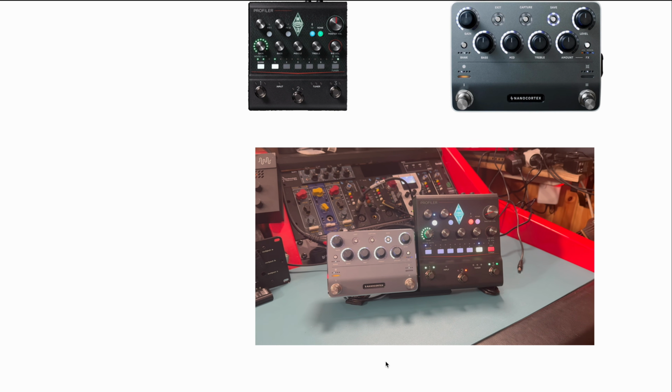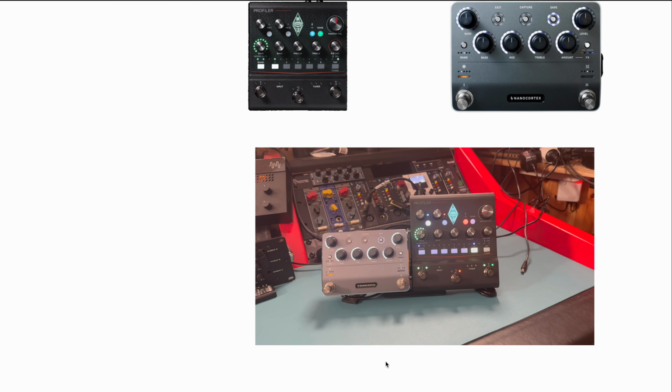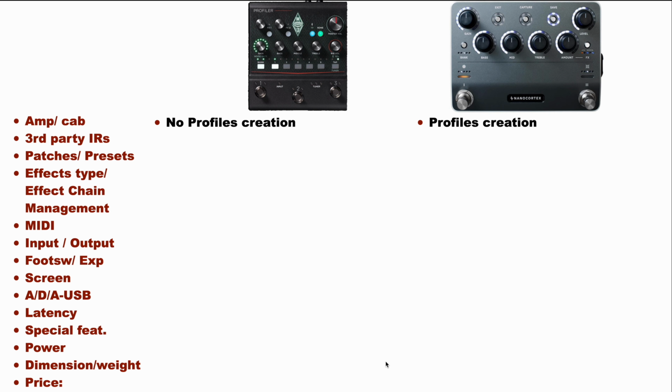Let's now compare the technical specifications and features offered by the two units. First of all, we have access to tons of profiles for both the units. Here I think that it is worth noticing that, first of all, with the Nano Cortex you can create profiles, where this is not possible with the Kemper Player alone, but you need, for instance, a Kemper Stage.